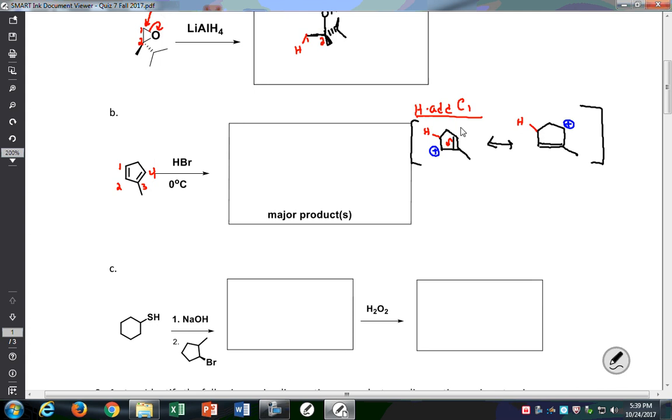Now this would lead to the same product, both of these resonance structures, but let's continue a little bit further. Our other option is hydrogen adding to carbon 4. So if our hydrogen adds to carbon 4, then the double bond between 1 and 2 is retained, and we have the carbocation on carbon 3. And then this also has a resonance structure.